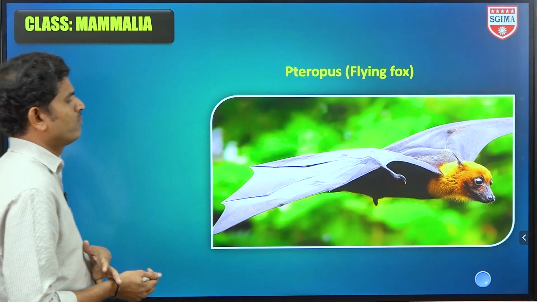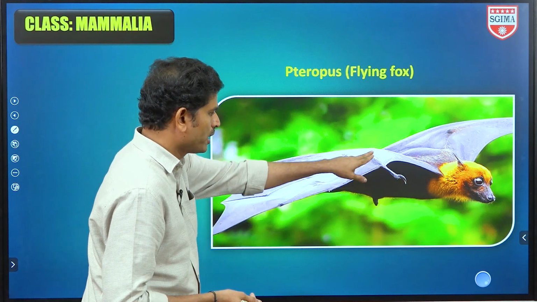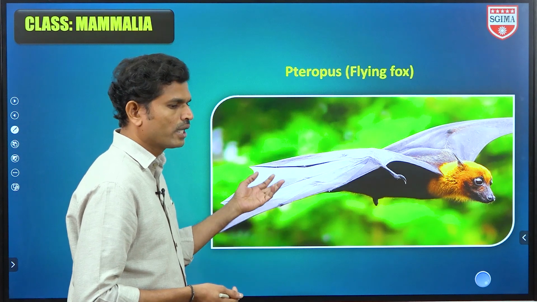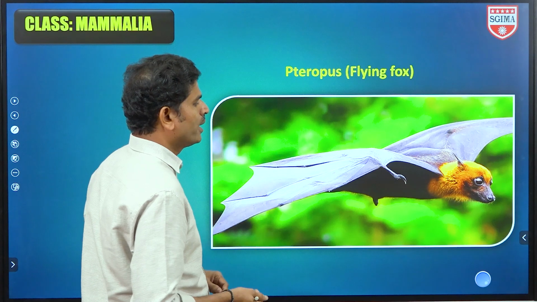Next one, Pteropus, flying fox, bat it is, mammal, it is not a bird. We already discussed this, it is called a patagium. These are also giving birth to babies and suckling the young ones, giving milk to the young ones.